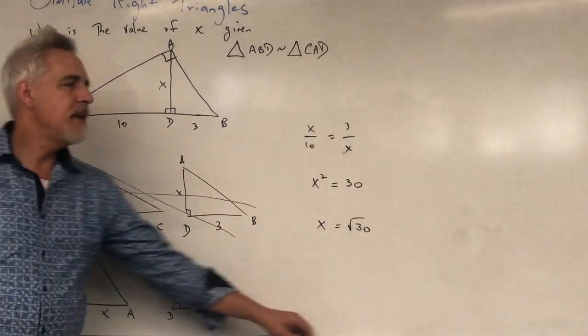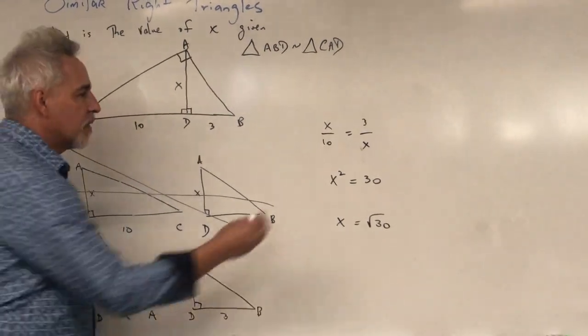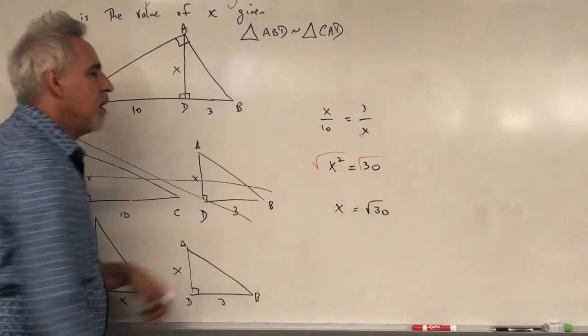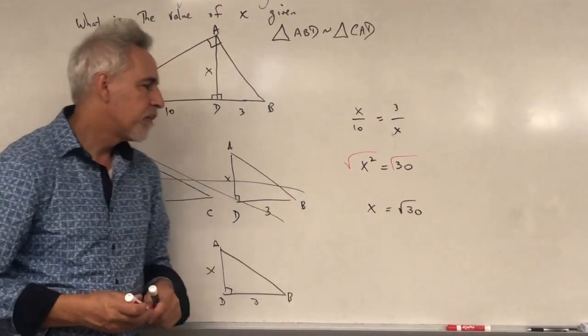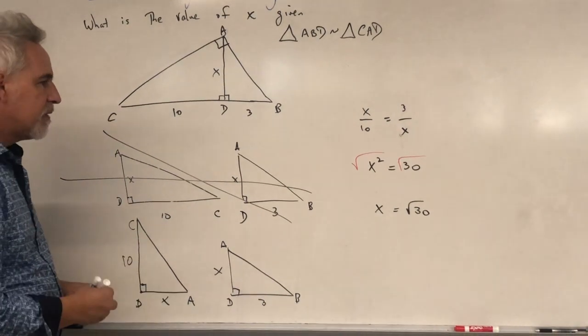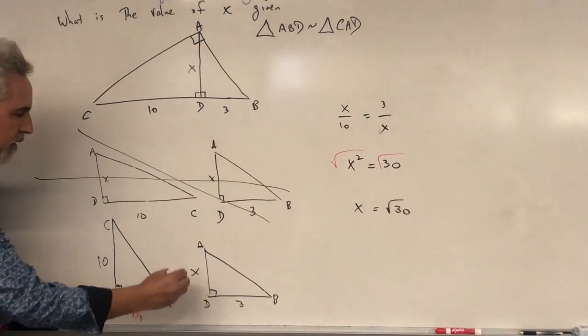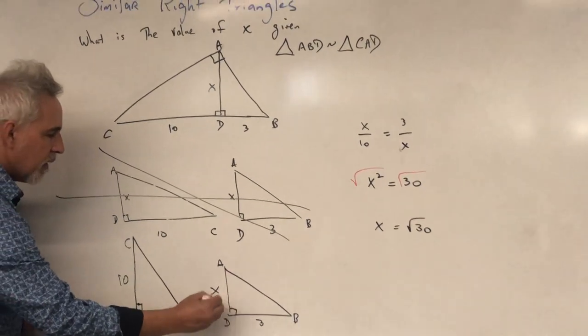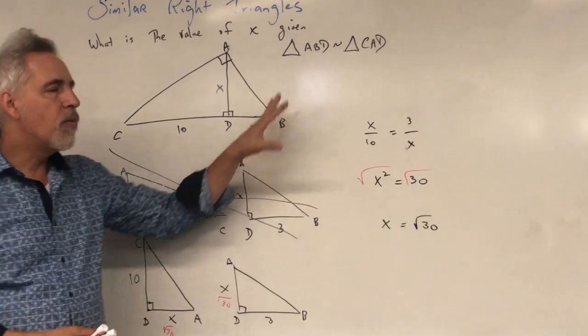At this point right here, what we're going to do is take the square root of both sides. So we go like this. Boom. Square root of x squared is x. Root of 30. You can get that in a calculator, and you're done. That's what this is. X is equal to root 30, so we can fill that in as our answer here, and we're done.